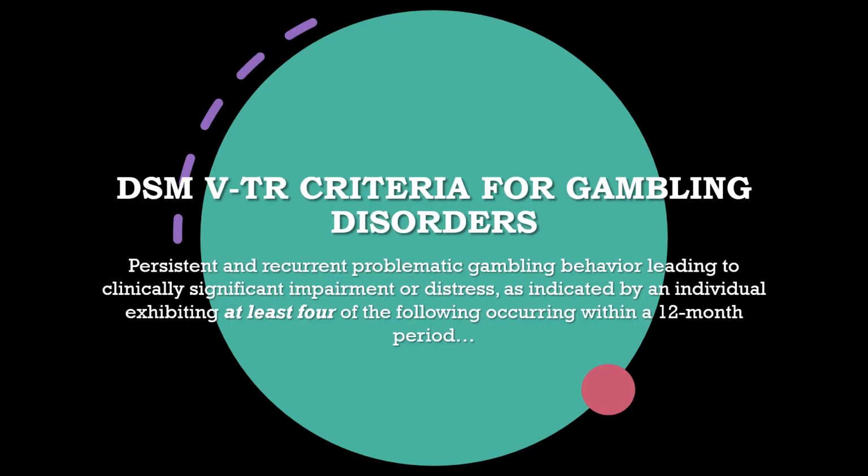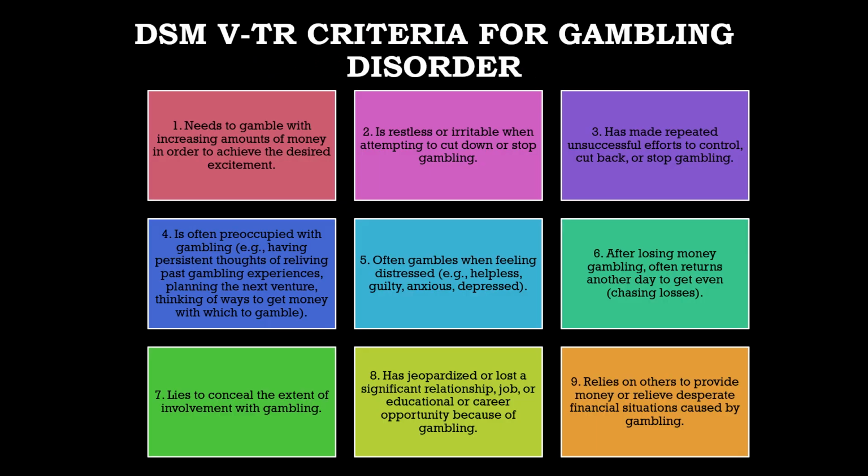So next we're going to look at gambling disorders, and the most current version of the DSM defines gambling disorder as a persistent and recurrent problematic gambling behavior leading to clinically significant impairment or distress as indicated by an individual exhibiting at least 4 of the following occurring within a 12-month period. So here's the criteria for gambling disorder, and as you can see, there's 9 in total.